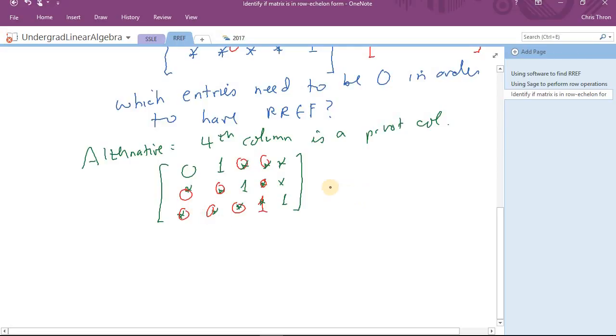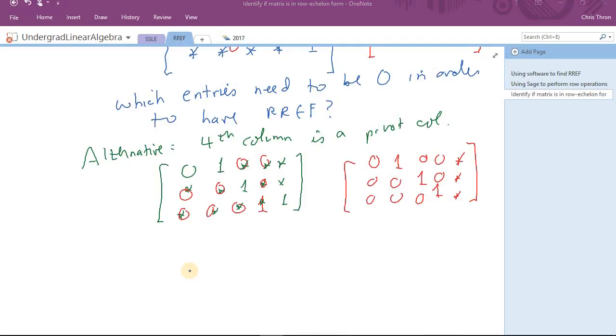So this is another alternative. This is also in reduced row echelon form. 1, 0, 0, star, 0, 0, 1, 0, star, 0, 0, 0, 1, star. Now this is also in reduced row echelon form.